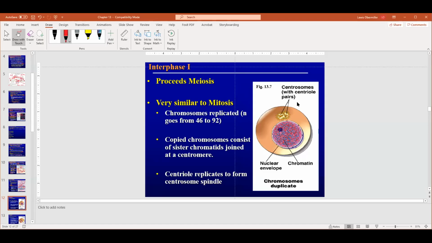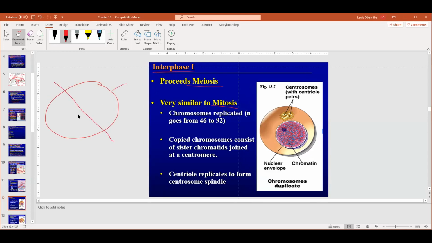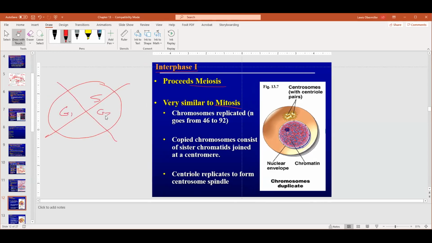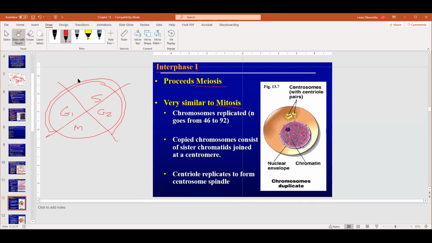So I'm going to jump back over to the lecture, the PowerPoint. All right, so we're going to go through each of these steps that you just saw in the video, but this is for meiosis, not mitosis. So it's a little different, but the same sort of things happen. So in interphase, remember, here's our G1, S, G2, M, and interphase is everything but M phase. So that is interphase.